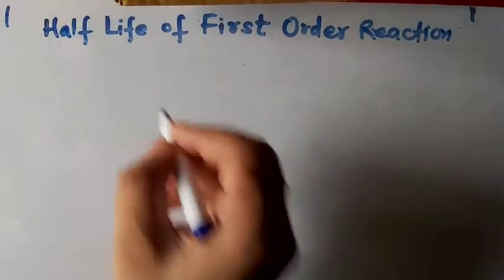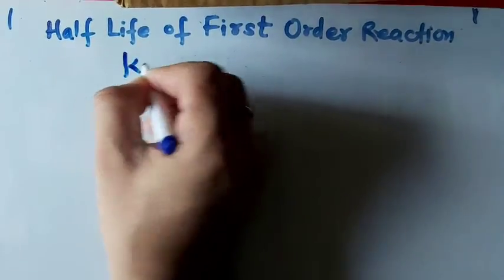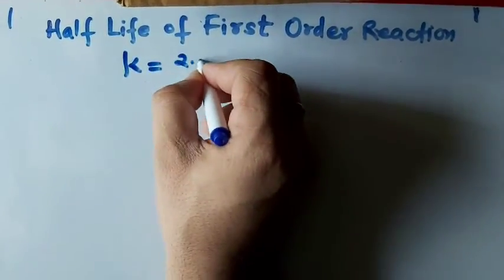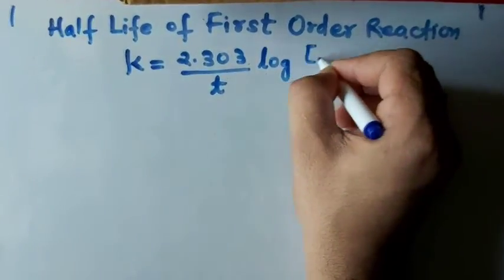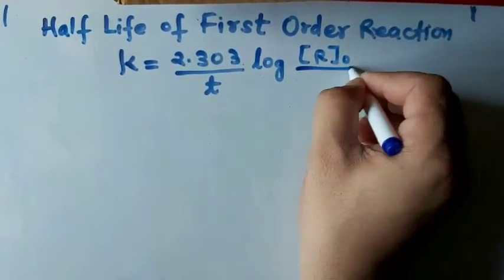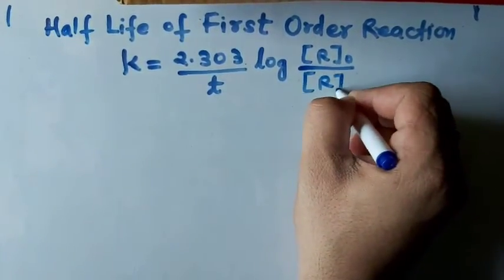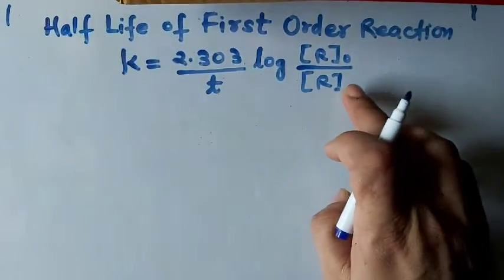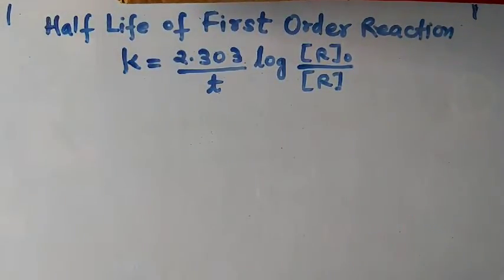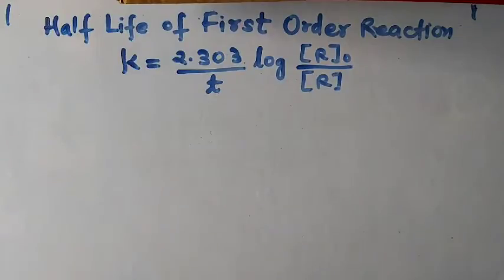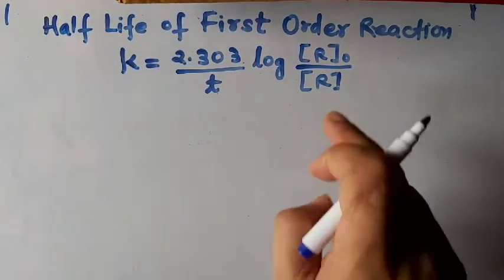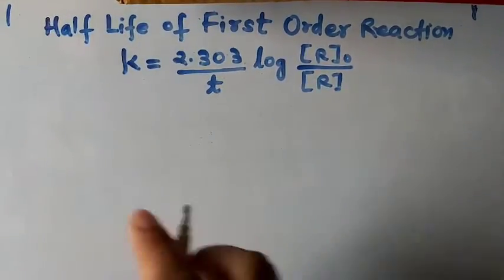For this reaction, we know the rate equation is K equal to 2.303 divided by T log initial concentration divided by final concentration. This is initial and this is final. Now if the reaction has proceeded to a certain extent, then this equation will change. After T half, it will reduce to half.